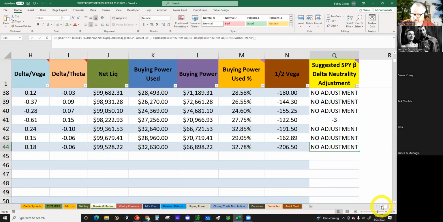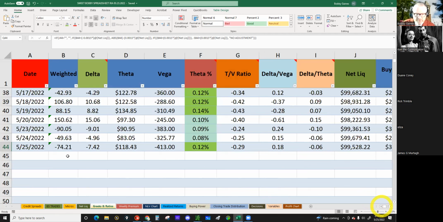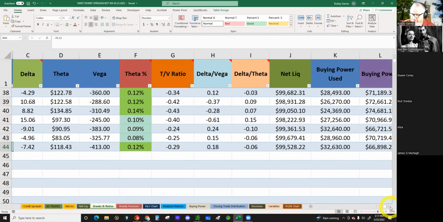So as long as there's no adjustment, what I'm going to do is something to give me a little bit of positive deltas, right? But I'm not going to give myself too much positive delta. Make sure I've got that formula fixed over here.